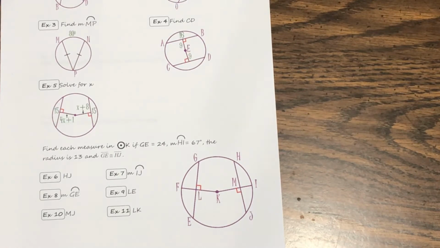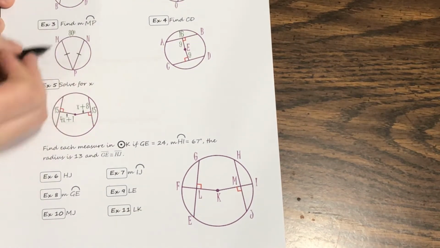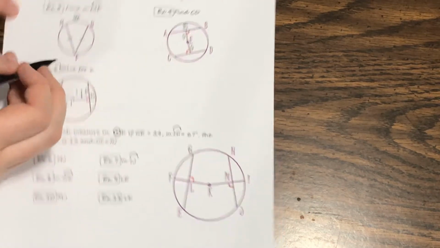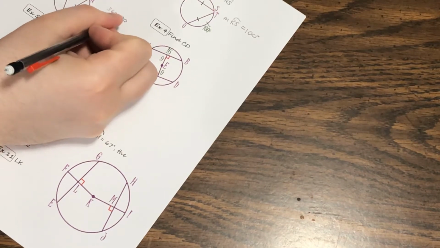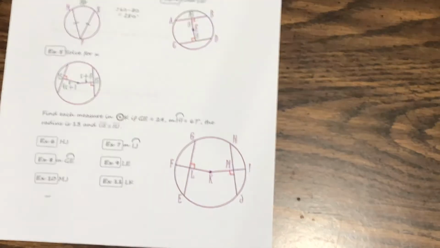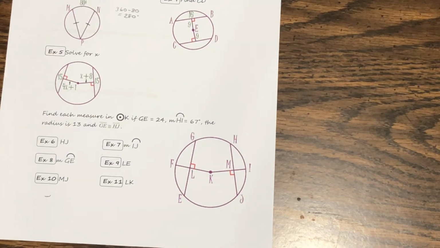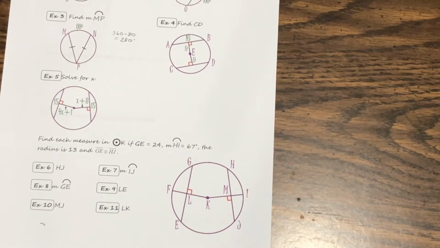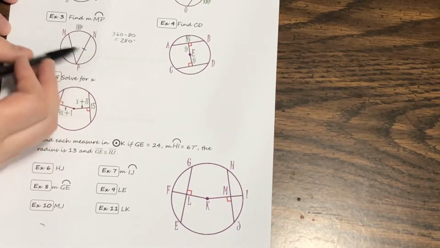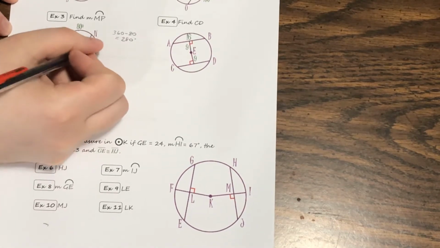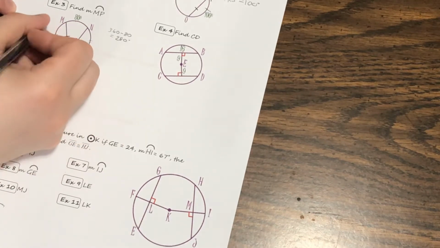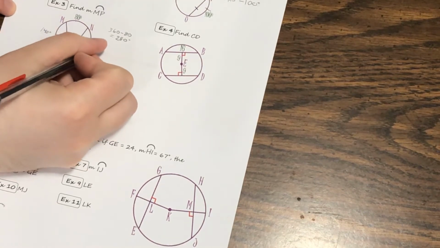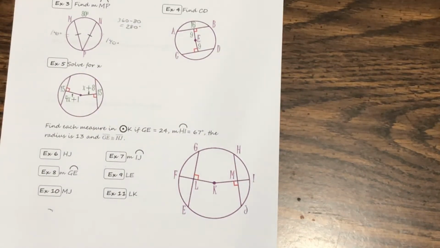If I want to find NP, let's look at this. This is a little bit tricky. If this is 80 degrees, we know a circle is 360 degrees. So 360 minus 80 is equal to 280 degrees. So that means 280 degrees has got to be split between these two. And if these two chords are the same, that means these two arcs are the same. So if I do 280 divided by 2, I get 140 degrees here and 140 degrees here. So the measure of NP is 140 degrees.